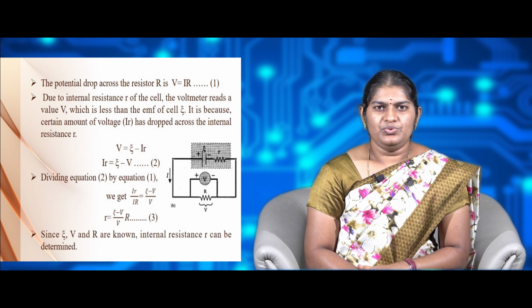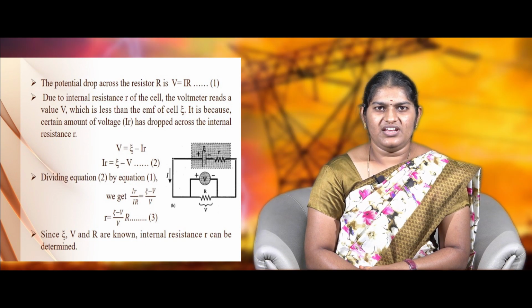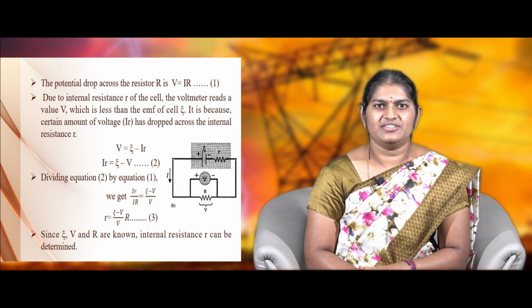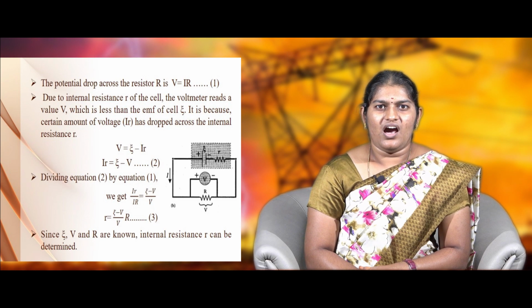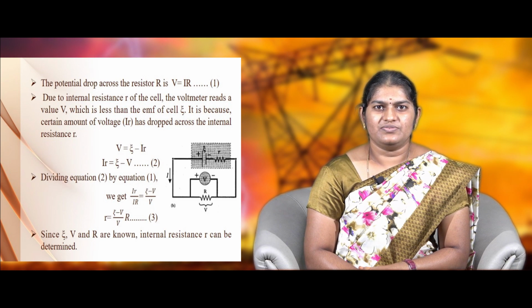Dividing equation 2 by equation 1, we get Ir/IR = (ε − V)/V. We cancel I, so the equation can be written as r/R = (ε − V)/V. Therefore, r = ((ε − V)/V) × R. Since ε, R and V are known, we can find the internal resistance value r.